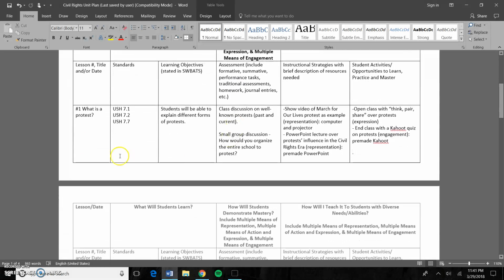So we'll scroll down to lesson number 1, which is what is a protest? We'll basically just be covering the basic background and concepts of what a protest is, what a social protest is. The learning objective is students will be able to explain different forms of protest.